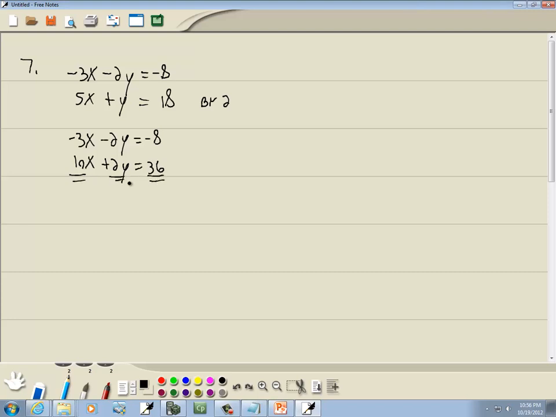And now we want to add these together. Negative 3x plus 10x gives us 7x. Negative 2y plus 2y drops away. Negative 8 plus 36 gives us 28. And we're now left with 7x is equal to 28. Divide both sides by 7. And we get x is equal to 4.